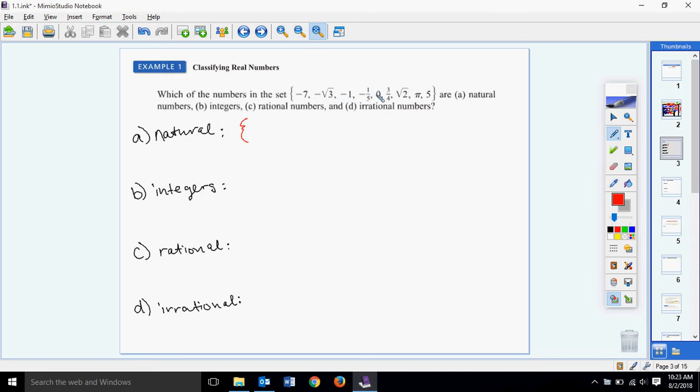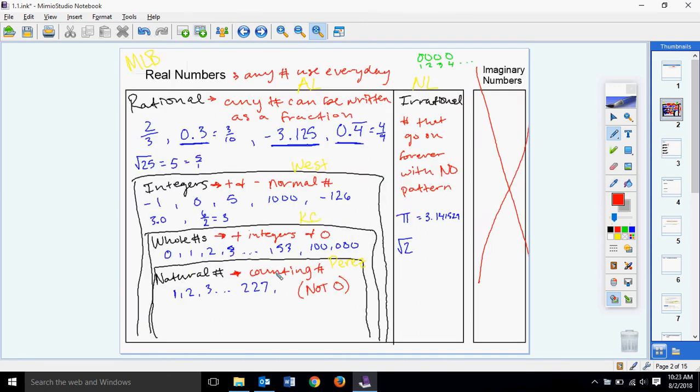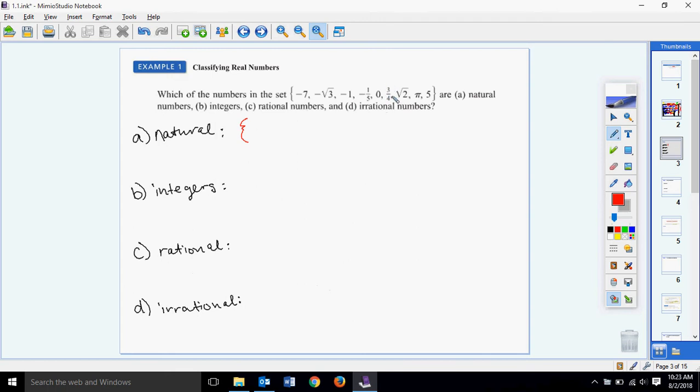What about 0? Is 0 part of our natural numbers? So I go back to my category, natural numbers. Oh, not 0. Then I have 3/4, nope. Square root of 2, no. Pi, and then I have 5. So my only natural number here would be 5. So I'm going to put 5 in these brackets because it is a set notation. These brackets mean a set. So the set is just the number 5.